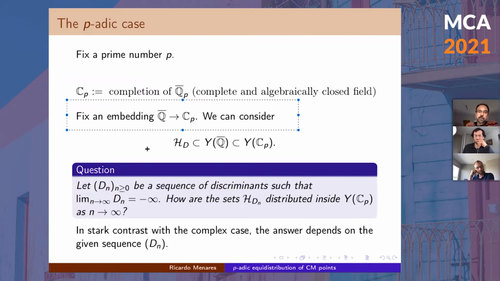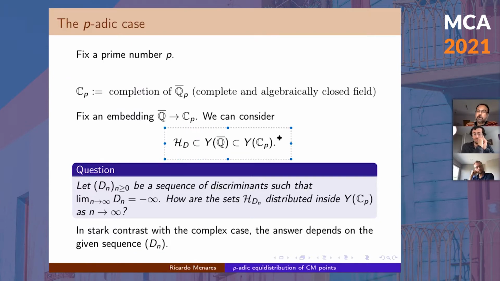If we do that, then we can consider all these CM points. They are actually defined over Q bar. There is a very precise recipe that tells you what the field of definition of an elliptic curve with complex multiplication is, but in particular, they are defined over Q bar. So we can see them as elements in the space Y(C_p), which will be the moduli space of C_p elliptic curves up to C_p isomorphism. So it's the p-adic points of the modular curve.